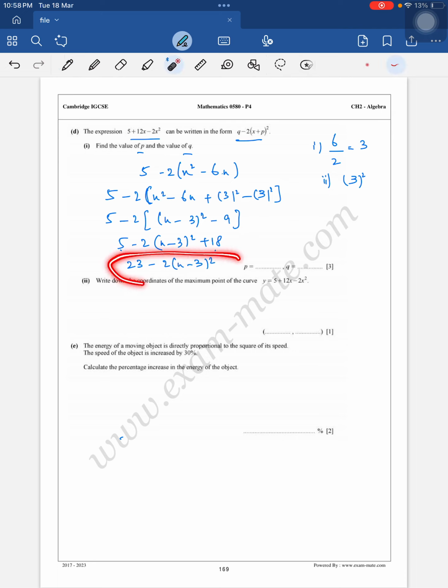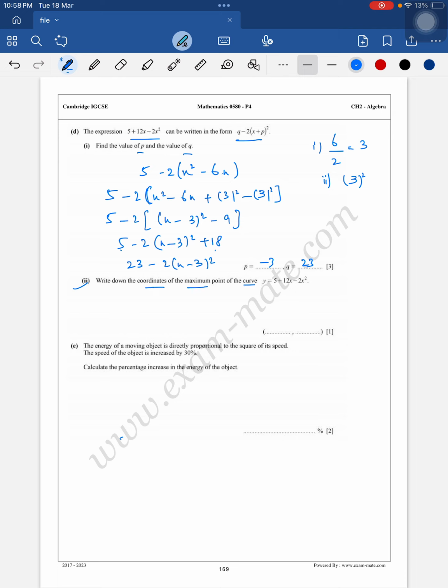Now compare this whole thing with this. You see it's according to this. Now what is the value of p? p plus p is minus 3, so p is equal to minus 3. And for q, you see this is q, and in place of q what I have over here is 23 as constant.